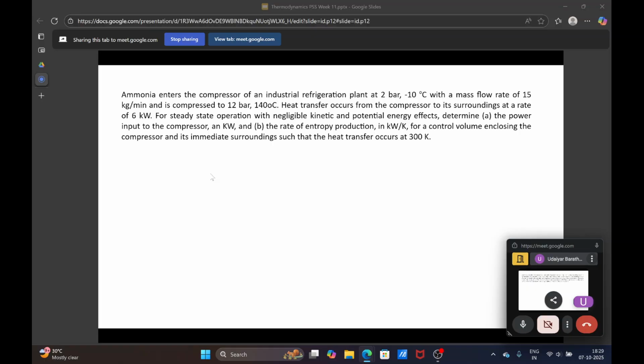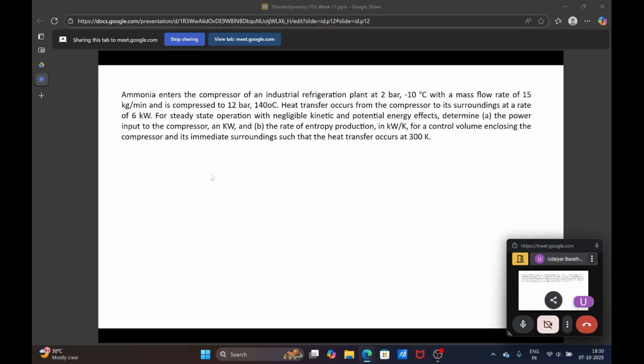So let's move on to the next question. We have ammonia which enters the compressor of an industrial refrigeration plant at 2 bar and minus 10 degrees Celsius with a mass flow rate of 15 kg per minute and is compressed to 12 bar and 140 degrees Celsius.